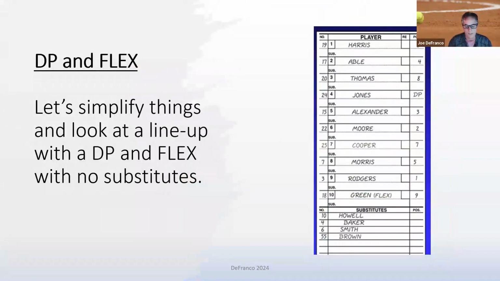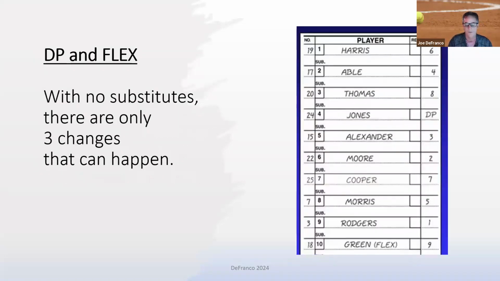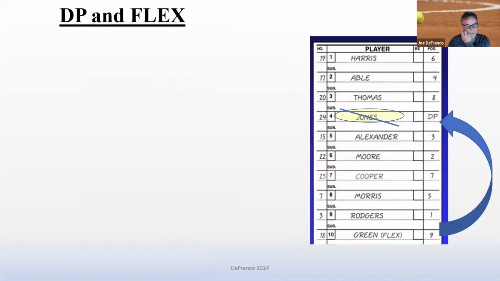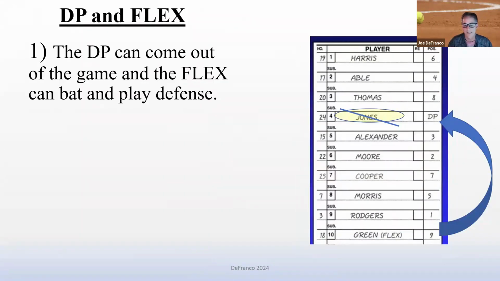All right. We're going to take the substitutes out of our lineup card because if we start talking about substitutes, those are different rules and potentially other videos like substitution videos, re-entry videos, courtesy runner videos, but we're only talking about DP flex. So I'm going to remove the substitutes to keep things simpler and just look at these 10 players. With this in mind, there are only 3 things you can do with the DP flex. Only 3 things. The first thing you can do with the DP flex, you can take the DP out of the game and the flex can bat in their position.